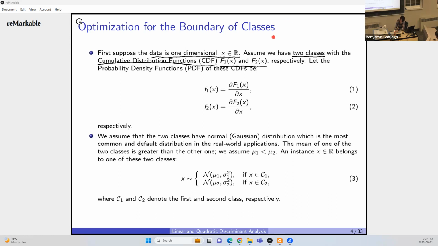Simply assume this is the PDF. The CDF becomes like this, because I'm always summing up the probability, so it goes from 0 to 1. So small f1 and f2 are the PDFs, probability density functions, and capital F1 and F2 are the CDFs. Anyway, assume the two classes have normal or Gaussian distribution. This is the assumption that we make in LDA and QDA, which is the most common and default distribution in the world.